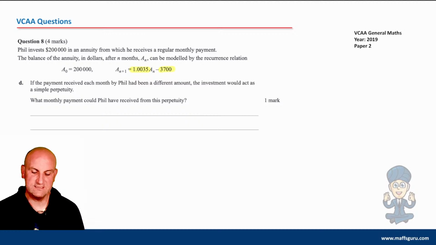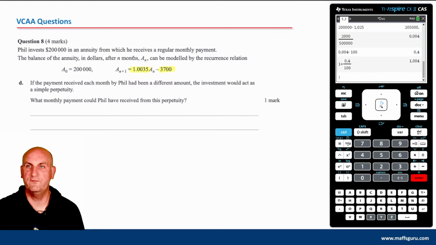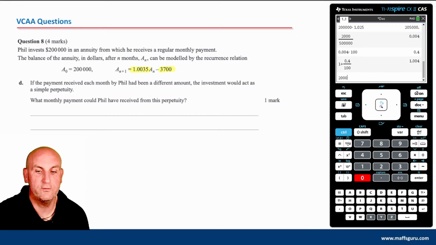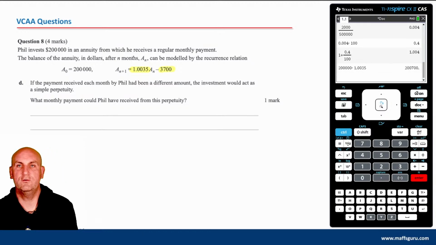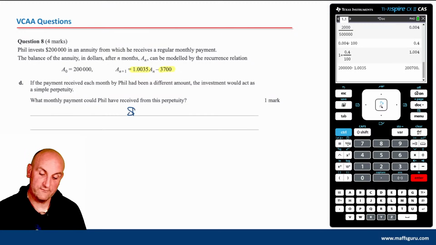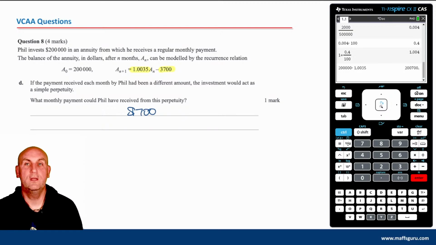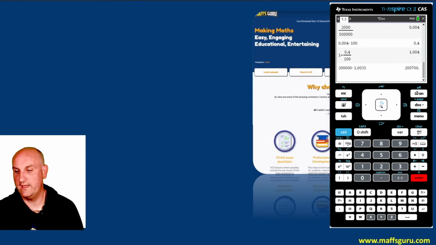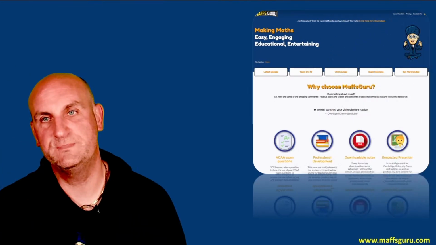Well, in this situation, they've given you your rate of interest. So if I take my investment and multiply it by this 1.0035, so 200,000 multiplied by 1.0035, I get $200,700. Well, if it's got to be a perpetuity, I've got to keep it going at that $200,000, which means I would basically have to withdraw $700. So his payment there would have to be $700.